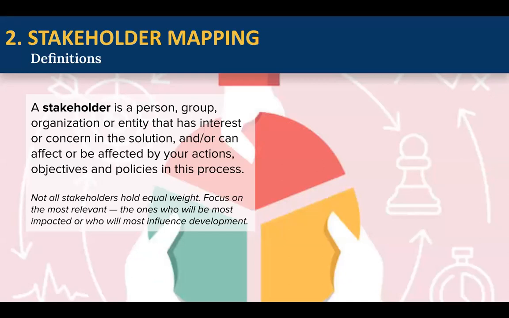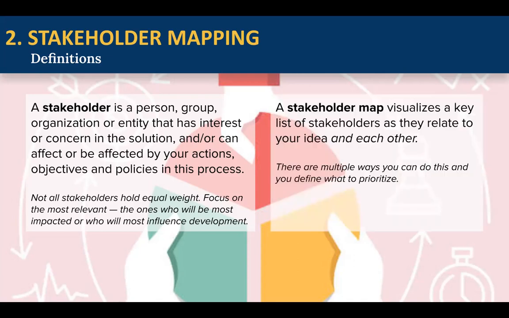So from there, we go into stakeholder mapping. And a stakeholder is a person, a group, an organization, or an entity that has an interest or concern in the solution, or it can affect or be affected by your actions, objectives, and policies in this process. So there might be a lot of stakeholders, not all of them equally are involved in your project development. So we're going to focus on the most relevant, the ones who will be most impacted or can have the most influence on the development of the project.